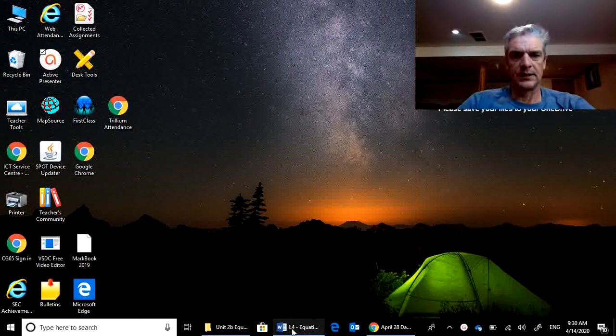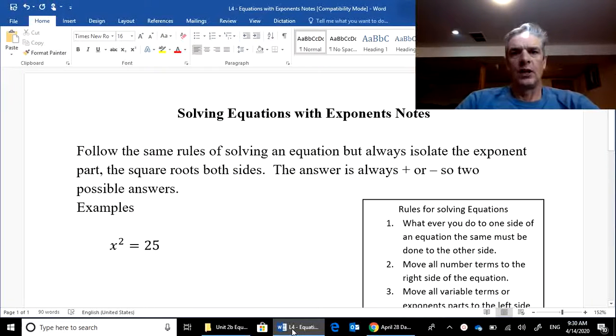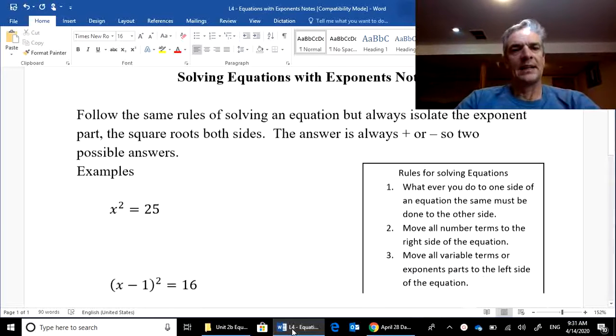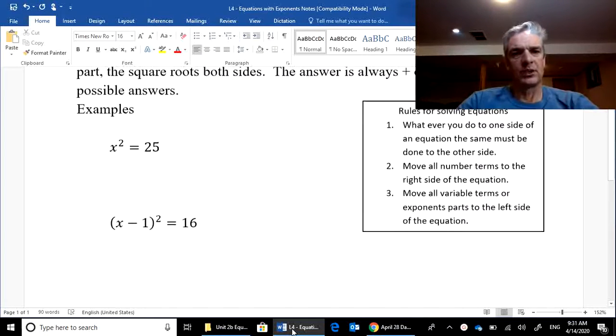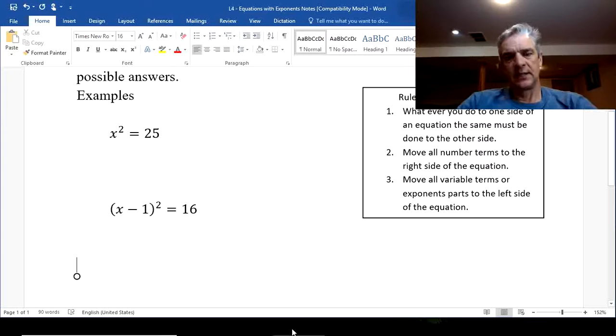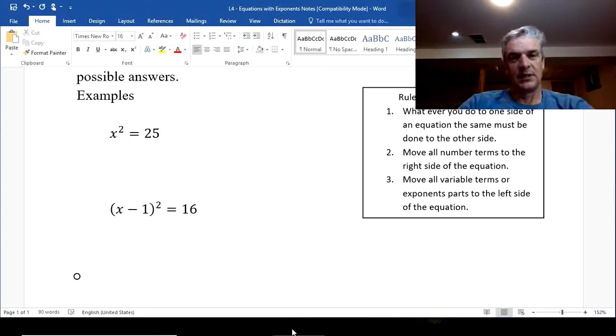All right, welcome to this lesson on solving equations with exponents. This is a continuation of our solving equations. We were doing equations with brackets last, so now we're going to look at ones with exponents. What this means is something is being squared. We're not going to use cubes, just squares, just to be safe.